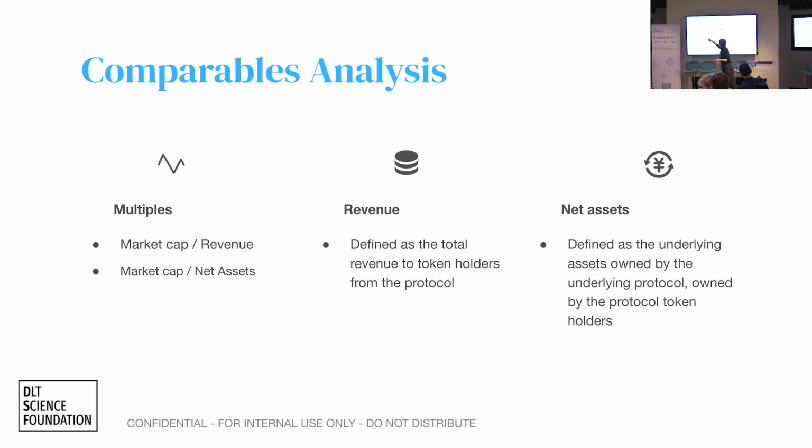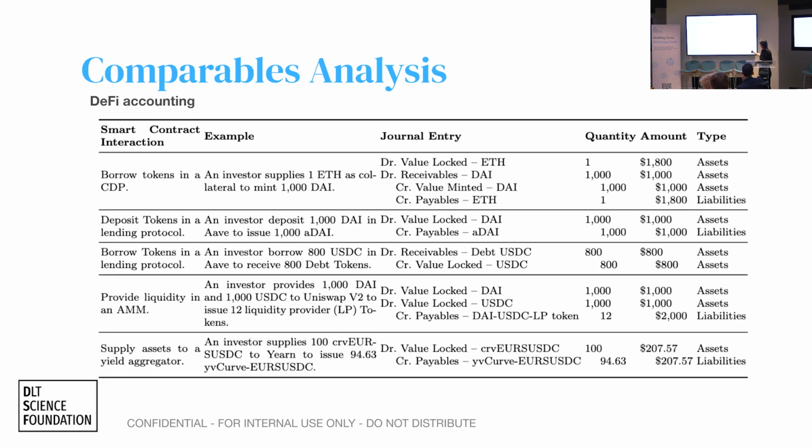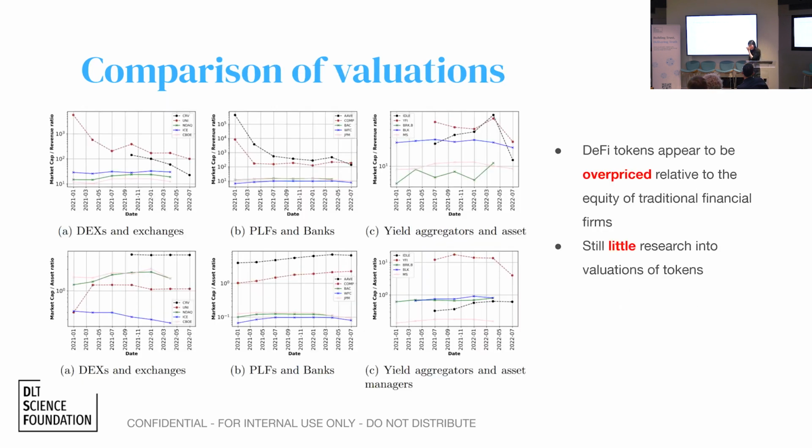So again, just to go back, we use the two multiples, market cap divided by revenue, as well as market cap to net asset ratio. So here, there's an overview of the results. Above, you will see the result of the first multiple, which is the market cap revenue multiple. I know it's very difficult to read, but I'll read it out loud for you. The dashed lines are DeFi, and the solid lines are TradeFi.